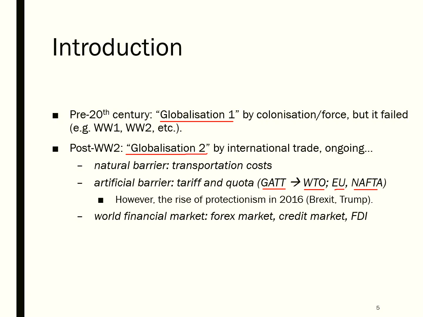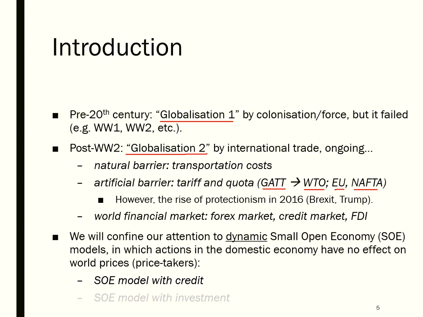In this chapter, we will focus on dynamic small open economy models, or SOE models, which assume that the domestic economy is very, very small, so it has no effect on the world prices. They're all price takers, just like any individuals in a competitive market. And since it is dynamic, we will have a credit market, like the RBC model with dynamic settings.